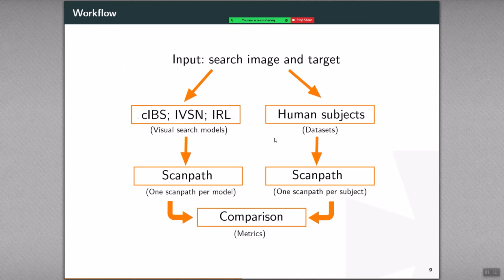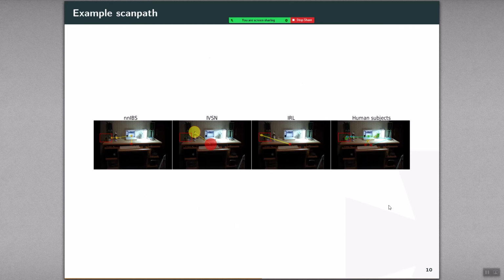So we have as input a search image and a target. These are going to go through 3 different visual search models. And we also have human subjects data on these images. These are the datasets. So we have one scan path per model and one scan path per subject for each image. And then we're going to compare the two to see how similar they are. This is an example scan path, one for each model, and these are those of human subjects.